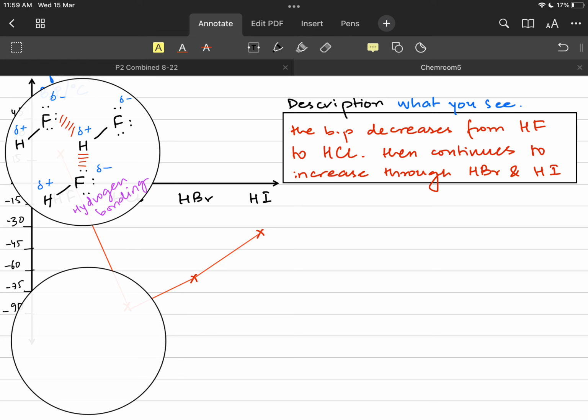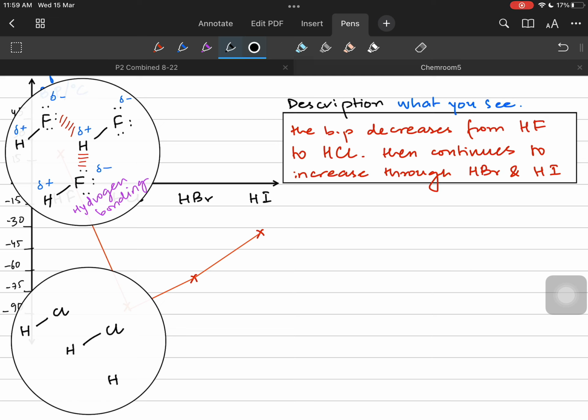Now we'll talk about HCl, HBr and HI. HCl has a hydrogen and a chlorine atom in a single molecule.